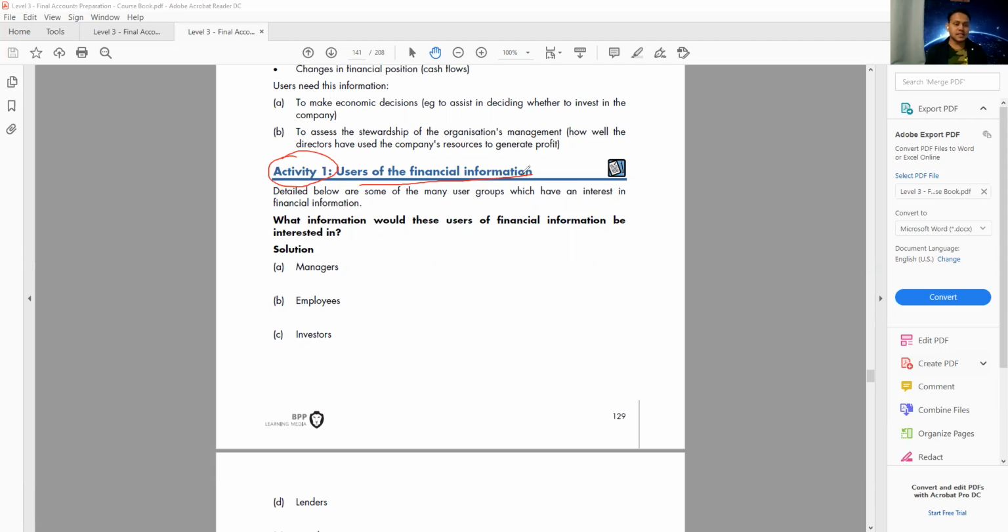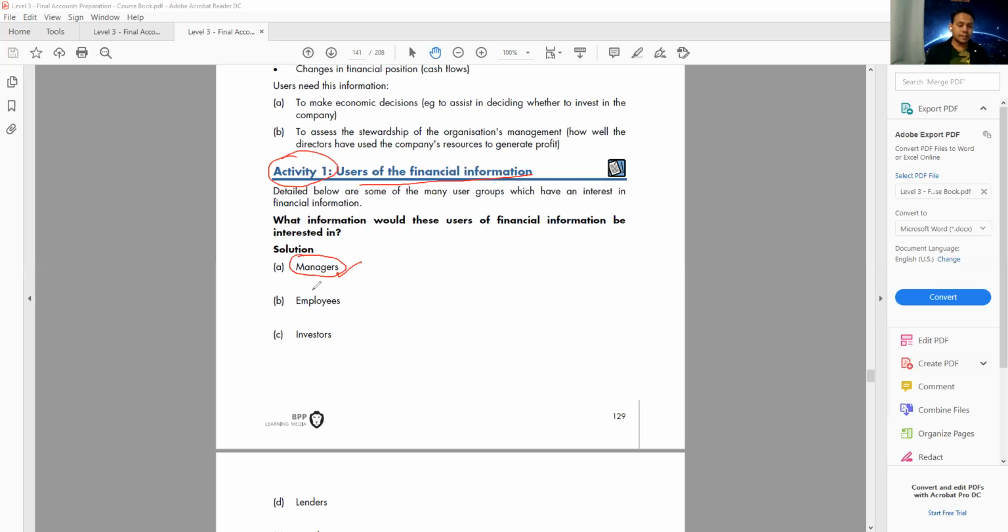The first person they mention is managers. The managers use the financial statements. Why? Because they are employees. They want to see the company is stable, that it will survive long enough so that they can secure their job. They can see the company making good sales so that they can fulfill their targets and get their bonus. For this type of reason, it is important for the manager to see the financial statements.